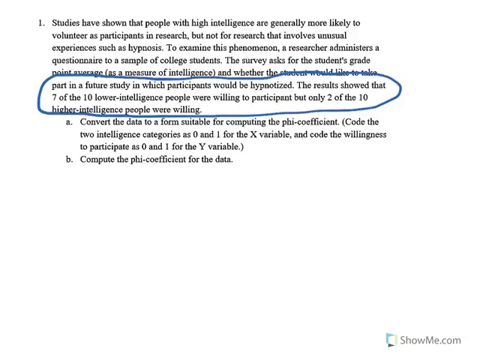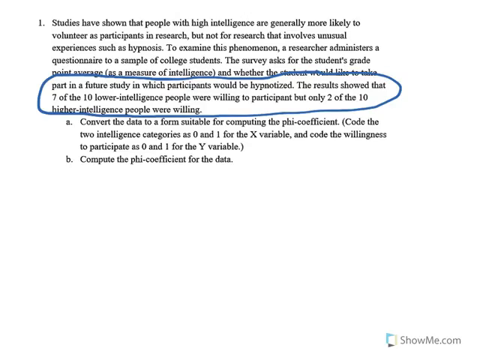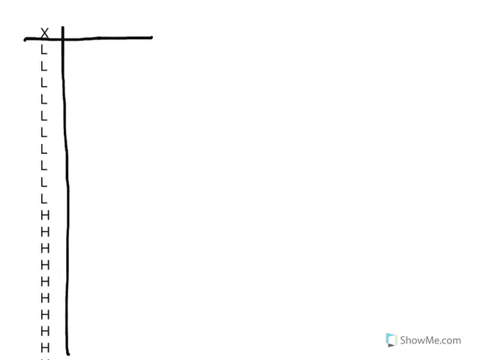So we have 10 lower intelligent people and 10 higher intelligent people. So altogether, we're going to have 20 people. So the first piece of information is that we have 10 lower people and 10 higher intelligent people. Right here. And here are the 10 higher. So that is our x value.